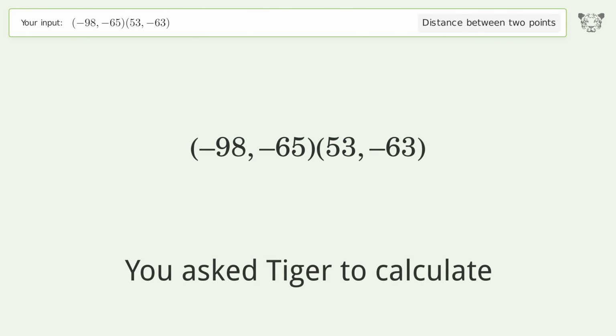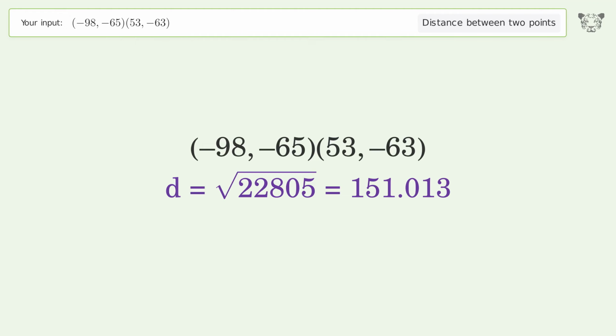You ask Tiger to calculate. This deals with the distance between 2 points. The distance between the 2 points is the square root of 22,805 or 151.013. Let's solve it step by step. Plot the 2 points and calculate the distance using the formula.